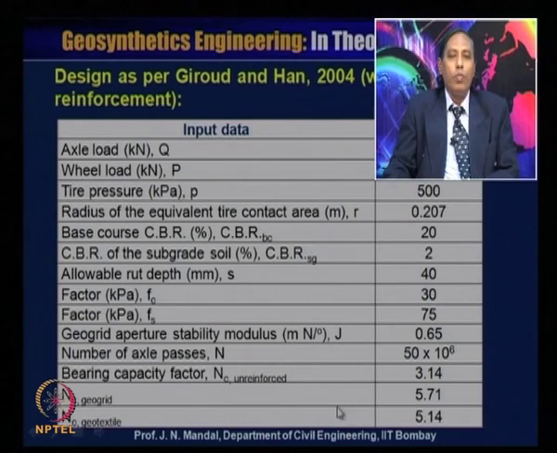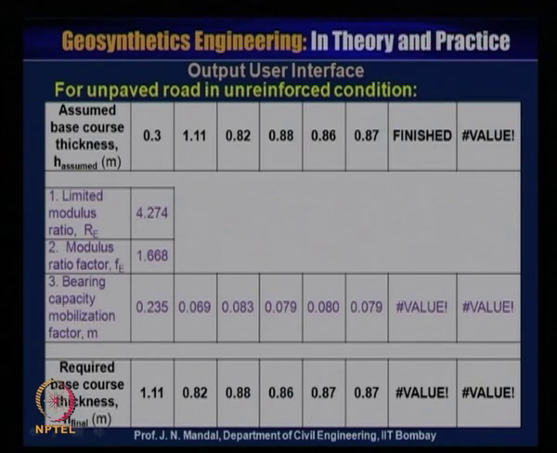So we have used both types of material, geogrid as well as geotextile material. We will see what the thickness of the pavement will be with geogrid as well as with geotextile. We will check what the reduction of the thickness will be. Now this is the output user interface for the unpaved road in the unreinforced condition.